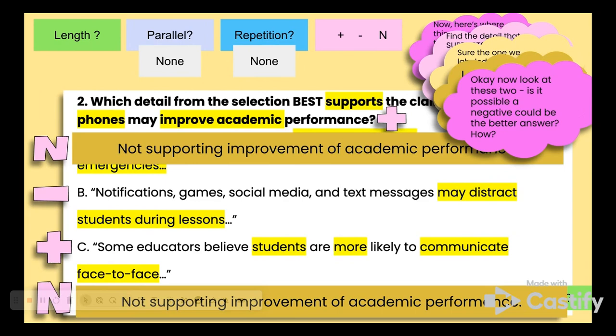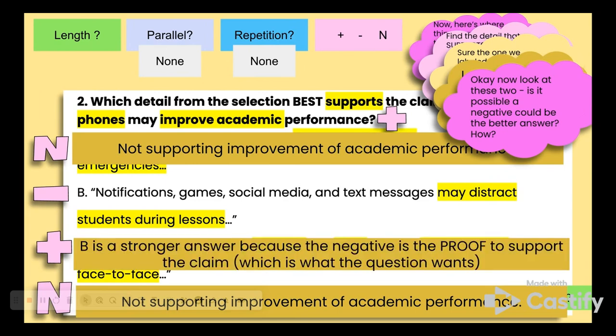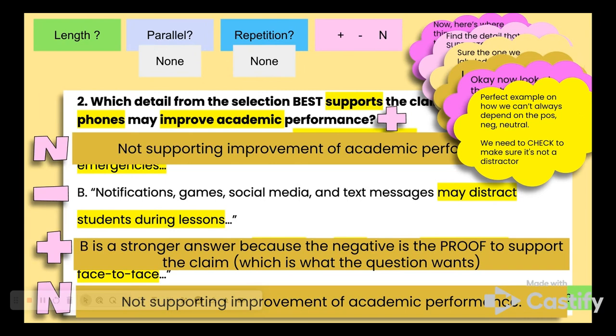And this is where the knowledge of what a claim needs in order to succeed comes in, right? So a claim needs evidence. And so B is stronger because negative is proof. It's evidence that supports the claim that they should limit phones to improve academic performance, which is what the question wants. So again, this is a perfect example of how we can't always depend on the positive, negative, neutral.